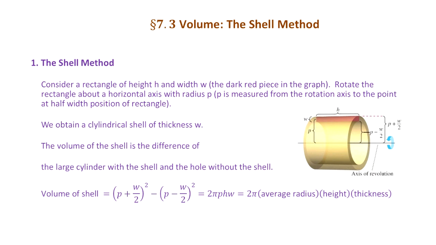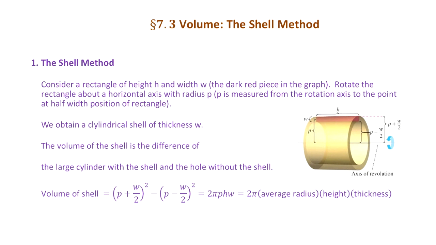Okay, so let's just consider a rectangle of height h. So you can look at the graph in here. The dark red rectangle, did you see it? It has a height h, or length, if you call it. The dark red piece in the graph, the small piece. So it has height h and width w. And then we rotate this rectangle about a horizontal axis.